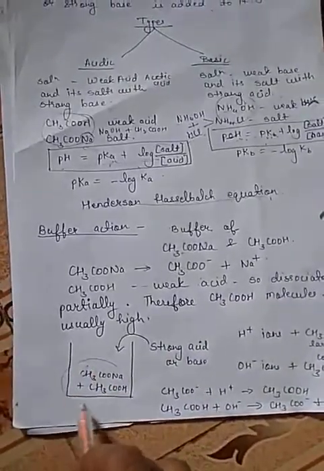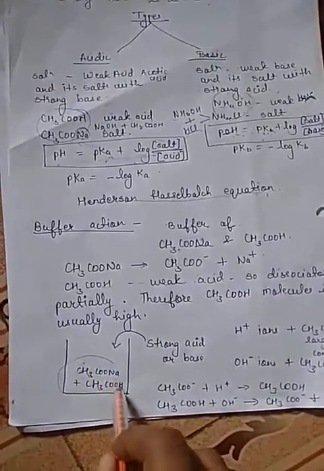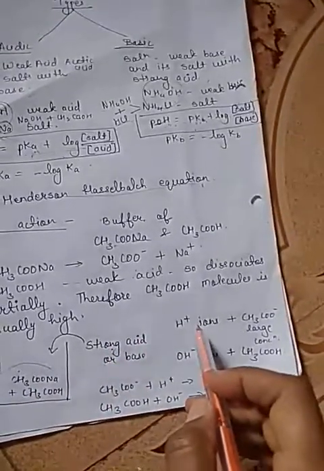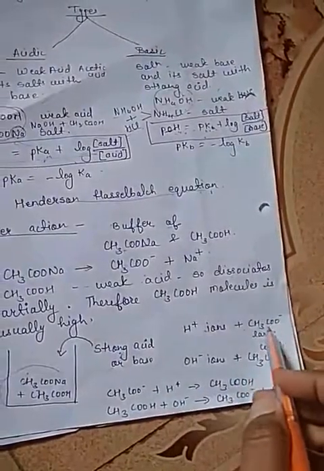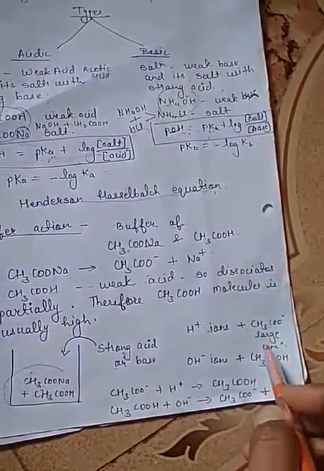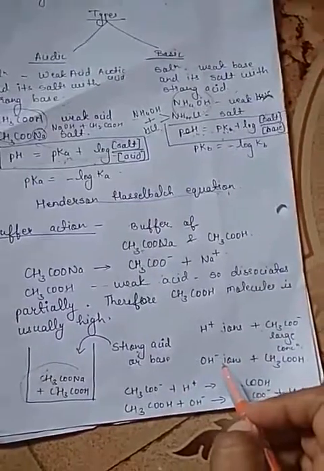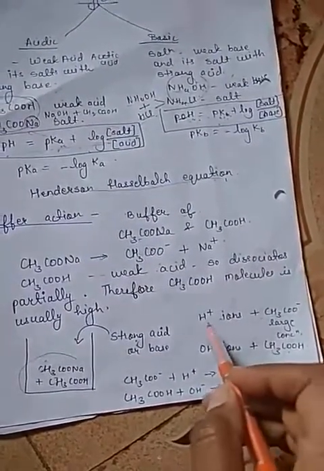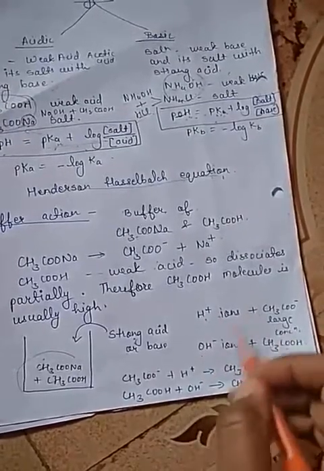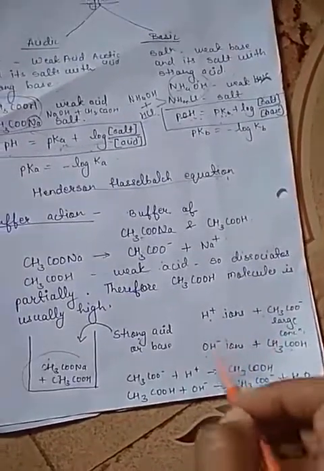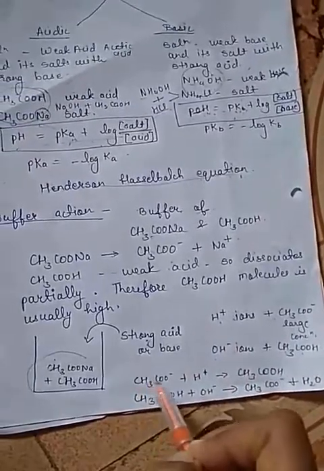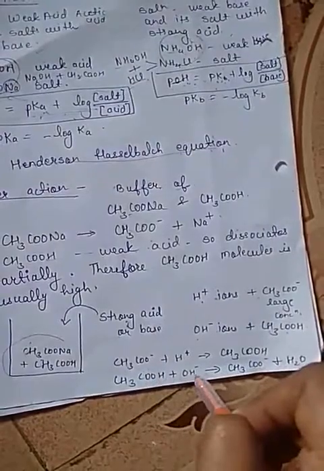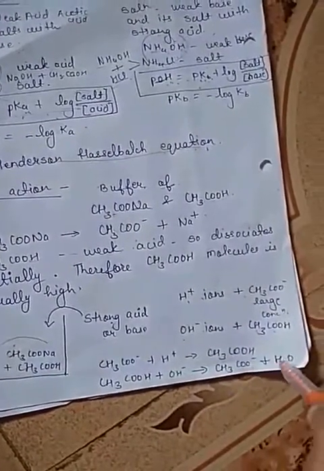So if I have a solution of a salt of a weak acid and a strong base, in this, the H plus ions will react with the CH3COO minus ions which are in large concentration, and the OH minus ions will react with the CH3COOH, and therefore it will resist the change in pH. So CH3COO minus plus H plus gives CH3COOH, and CH3COOH plus OH minus gives CH3COO minus plus H2O.